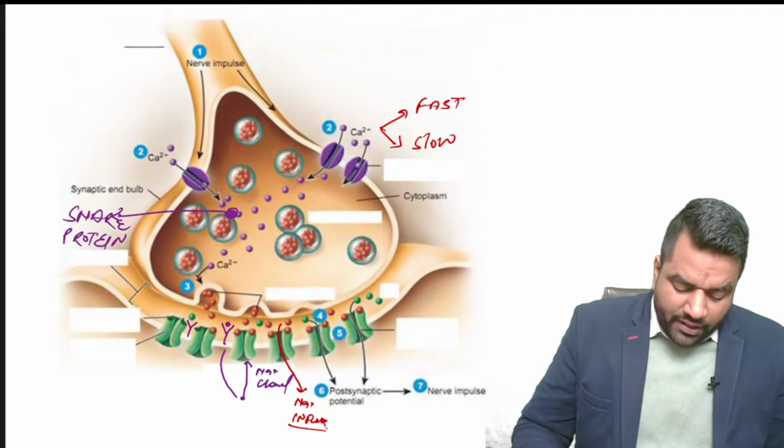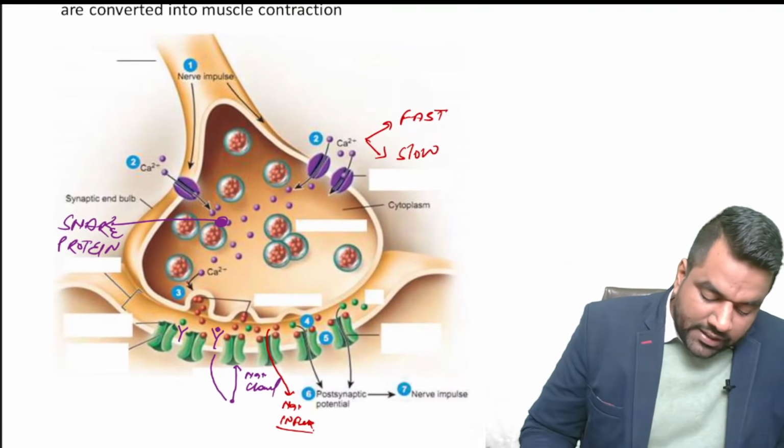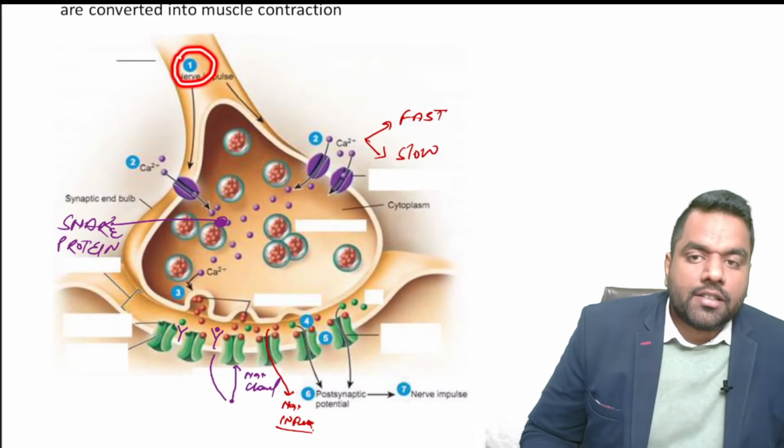So you can see over here what the steps are. Number one, the action potential is coming up. So this is the nerve impulse.